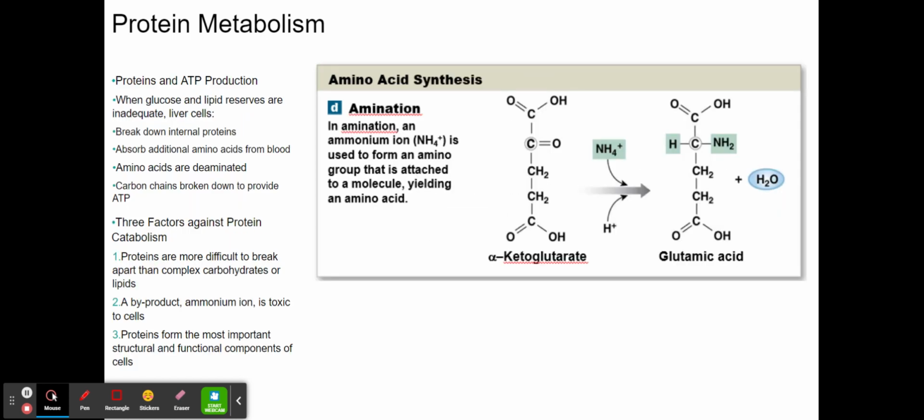Three factors make protein catabolism an impractical source of quick energy. One is that proteins are more difficult to break apart than are complex carbohydrates or lipids. Two, one of the byproducts, ammonium ions, is toxic to cells. And three, proteins form the most important structural and functional components of any cell. Extensive protein catabolism threatens homeostasis at the cellular and systemic levels.